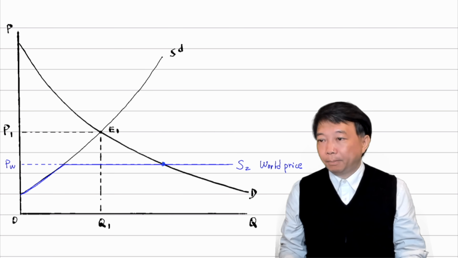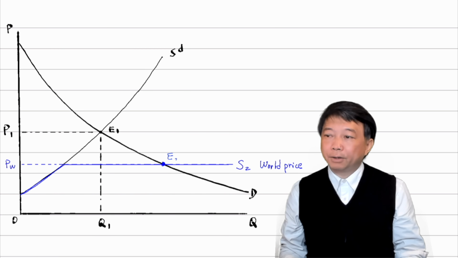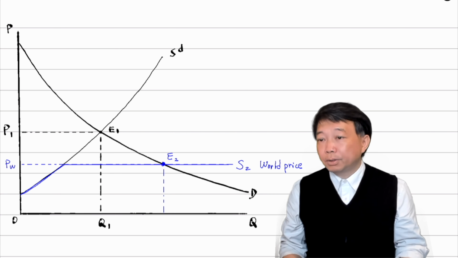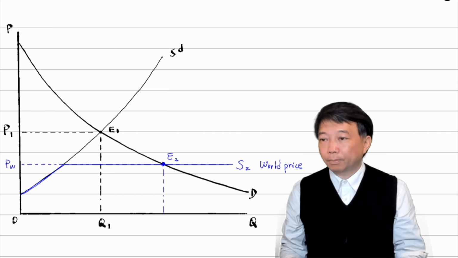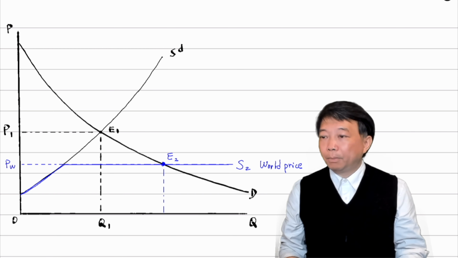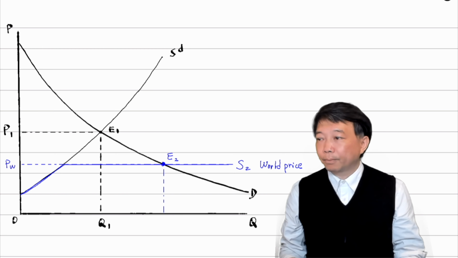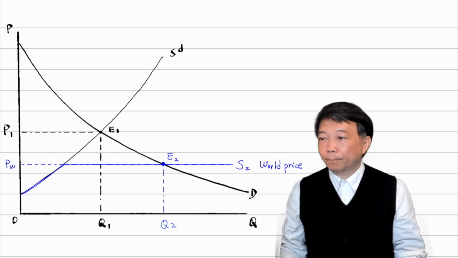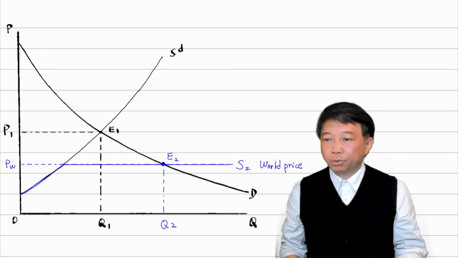The new equilibrium, E2, occurs at the intersection between the demand curve D and the new supply curve S2. The new equilibrium oil price equals the world price PW, and the new equilibrium quantity of crude oil increases from Q1 to Q2.